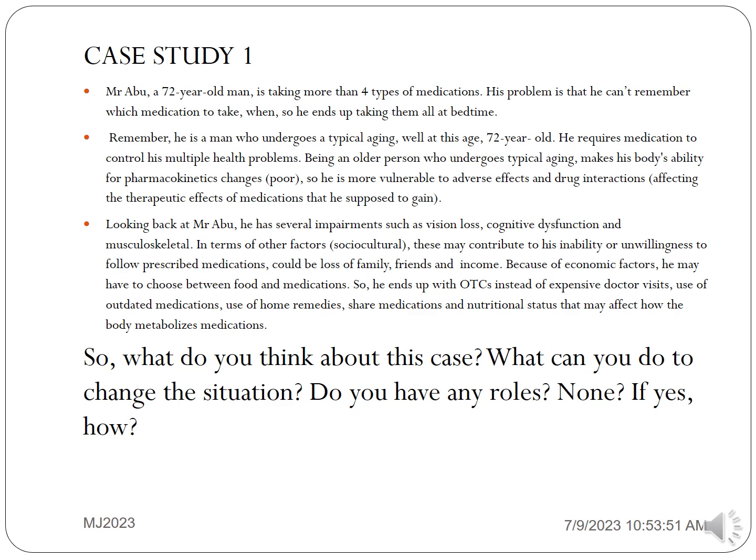Looking back at Mr. Abu, he has several impairments such as vision loss, cognitive dysfunction, and musculoskeletal problems. Other factors, for instance sociocultural ones, may contribute to his inability or unwillingness to follow prescribed medication. It could be loss of family, friends, and income. Because of economic factors, he may have to choose between food and medications. So he ends up with OTCs instead of expensive doctor visits, use of outdated medication, use of home remedies, sharing medication, and nutritional status that may affect how the body metabolizes medications.